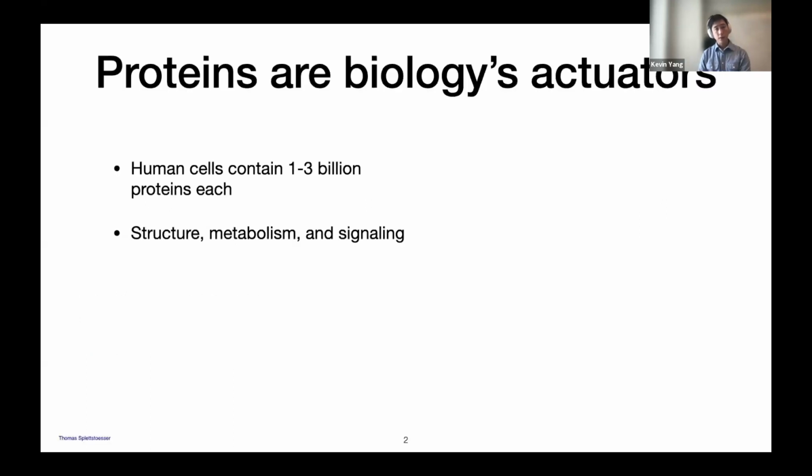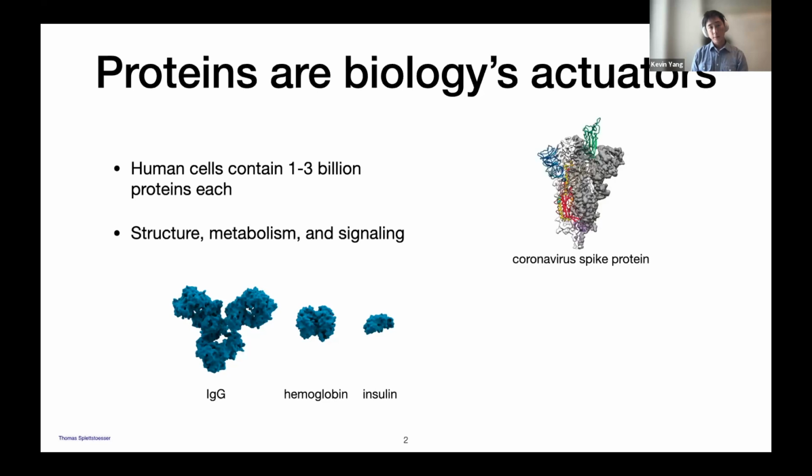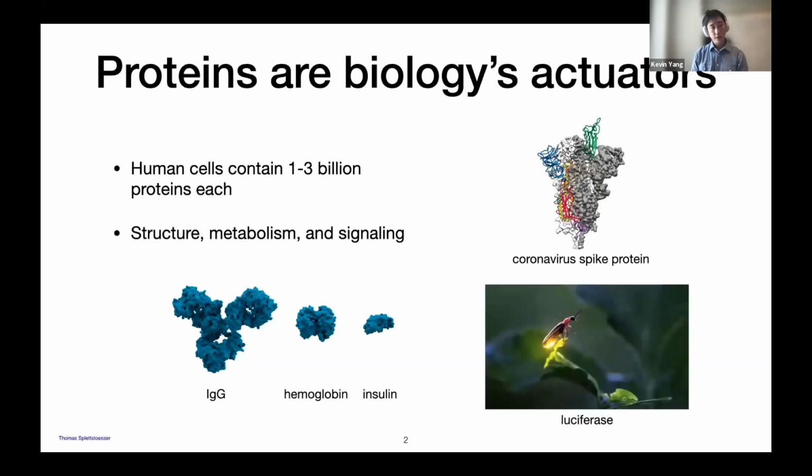So proteins are biology's actuators. Each of our cells contains between 1 and 3 billion proteins, and they're responsible for things like structure, metabolism, and signaling. Some examples include IgG, immunoglobulin, which is responsible for adaptive immunity. Hemoglobin carries oxygen in your blood. Insulin regulates your blood glucose levels. The coronavirus spike protein helps the coronavirus infect your cells. And luciferase makes fireflies glow.